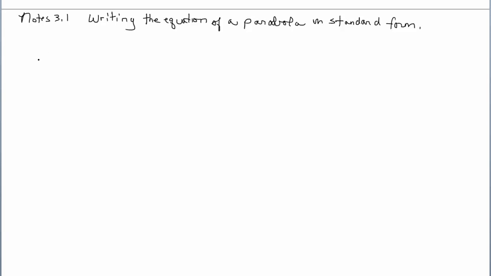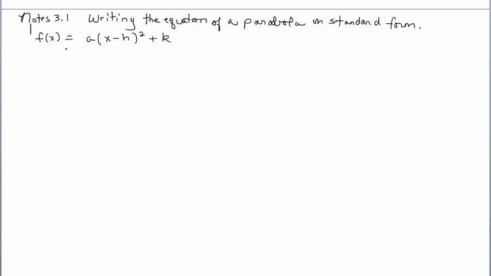Alright, in this lesson we're going to be writing the equation of a parabola in standard form. The standard form of an equation of a parabola is written this way. That's the standard form.